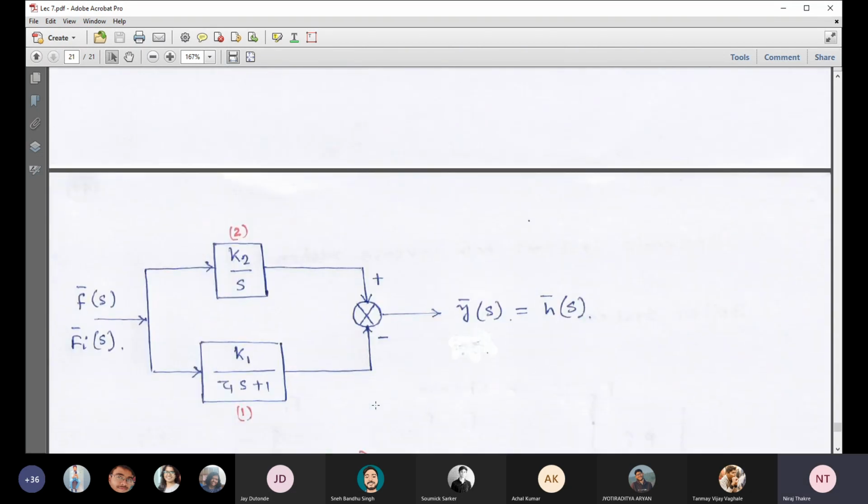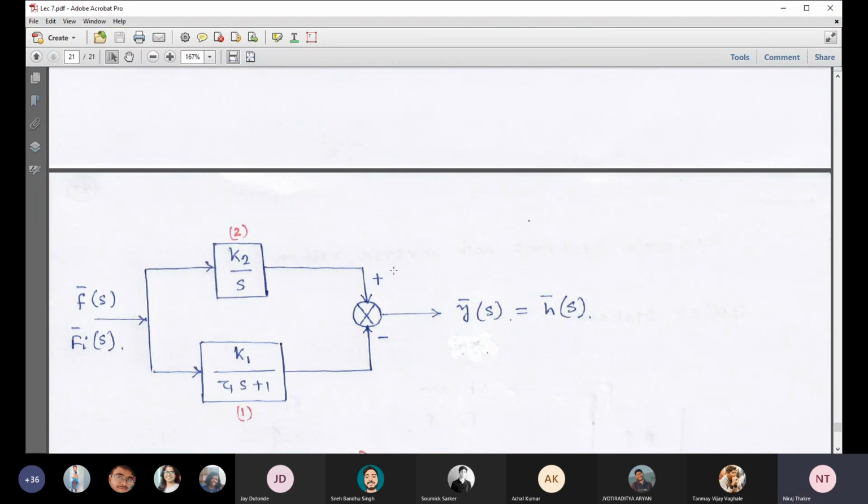Now let us combine these two. This is a block diagram. Our input is Fi, our output is H. And there are two types of response involved in this boiler system. One is first order response, which has negative sign. Another one is K2 by S, which carries positive sign. This is the block diagram.